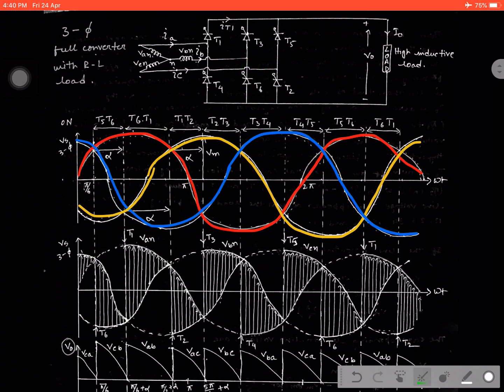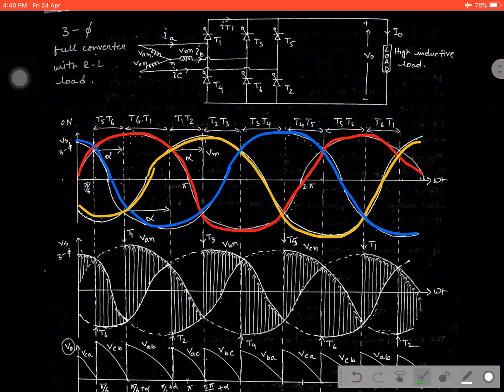Understand? I repeat, just crossing this particular region where T1 and T6 were in conducting state, what happened? In this particular case, VAN is greater than VBN. Then both thyristors T1 and T6 are in forward conduction state. As this one is greater than this one, that means current tries to flow in this direction. That is why both the switches were in conducting state, forward biased.